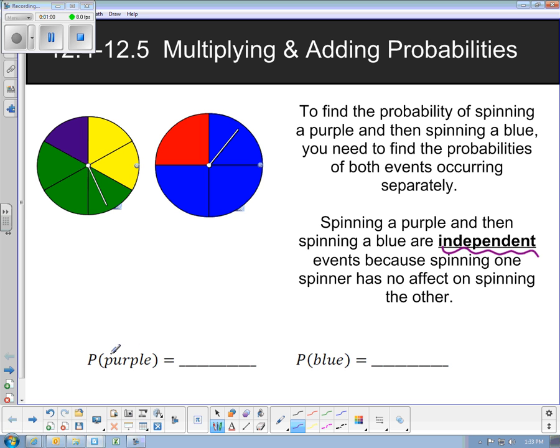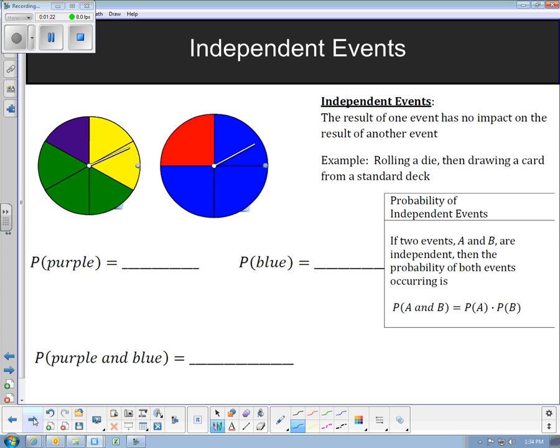Okay, so if I look at just the probability of spinning a purple, I have 1, 2, 3, 4, 5, 6 spots, and one of them is purple, so that's 1 out of 6. If I look at the probability of blue, over on this one, I have 1, 2, 3, 4 spots, and 3 of them are blue, so that would be 3 out of 4. So now let's talk about when we would multiply those and when we would add them.